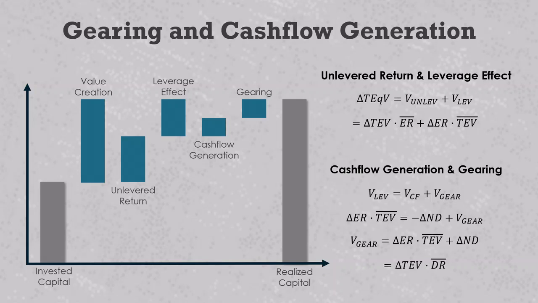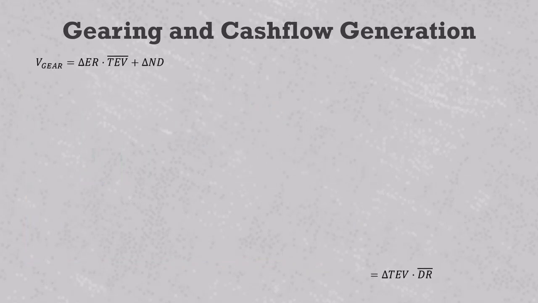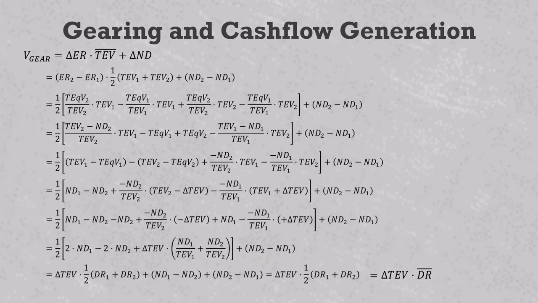It turns out that gearing is equal to the change in the enterprise valuation times the average holding period debt ratio. Now you might be thinking, how is this possible? Those expressions aren't even remotely close to one another. But you can actually prove it here with algebra, assuming you have about 4 sheets of paper and 2 hours to kill. This proves that they are the same thing.